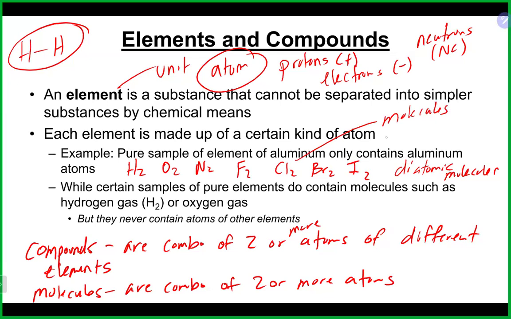They are also all elements because in hydrogen, there's only hydrogen atoms present, right? They're all hydrogen, just like in oxygen, there's only oxygen present. So oxygen is an element. Oxygen is also a molecule because it's made up of two or more atoms.